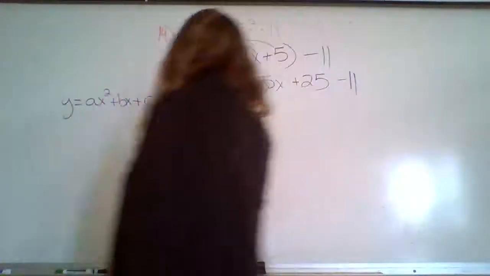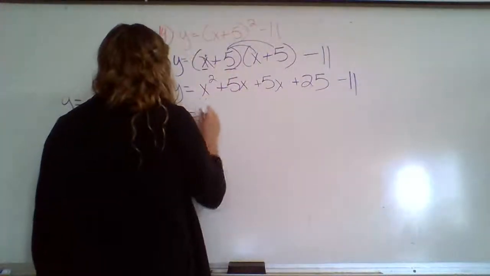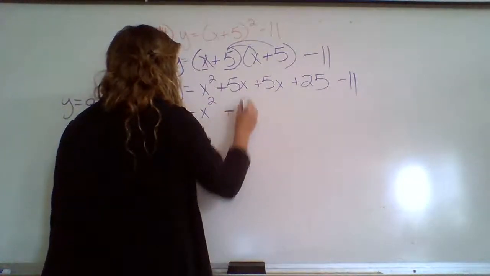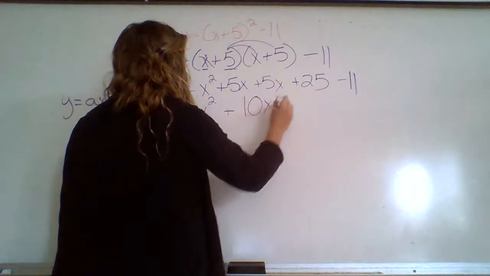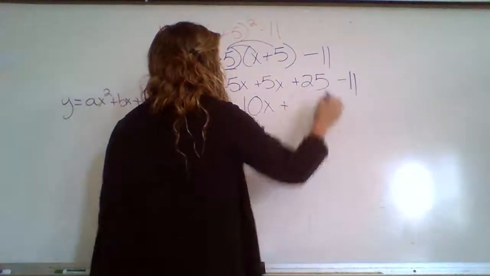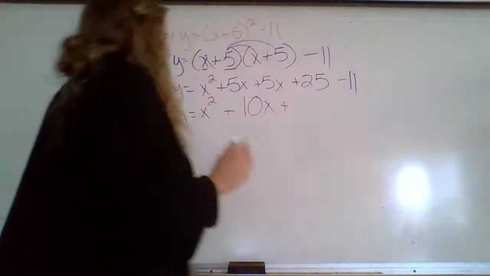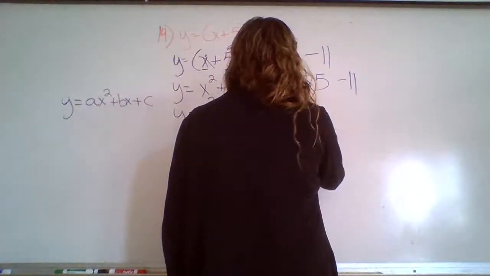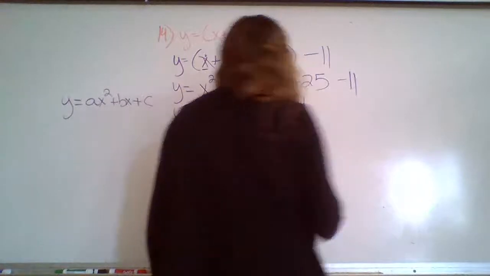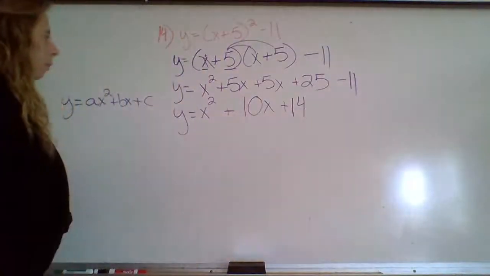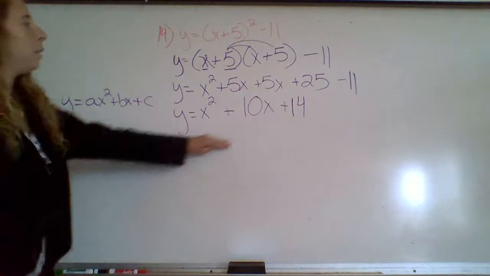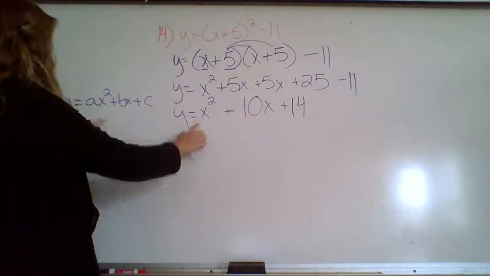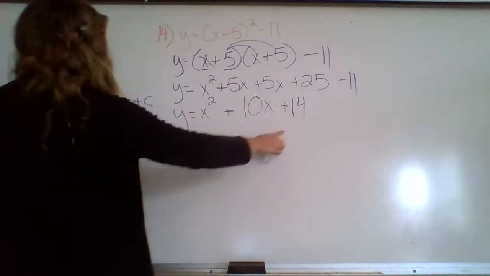Okay. Combine your like terms. 5x and 5x is 10x. And then plus 25 minus 11 is 14. Okay, and that's your final answer. So your A is 1, your B is 10, your C is 14.